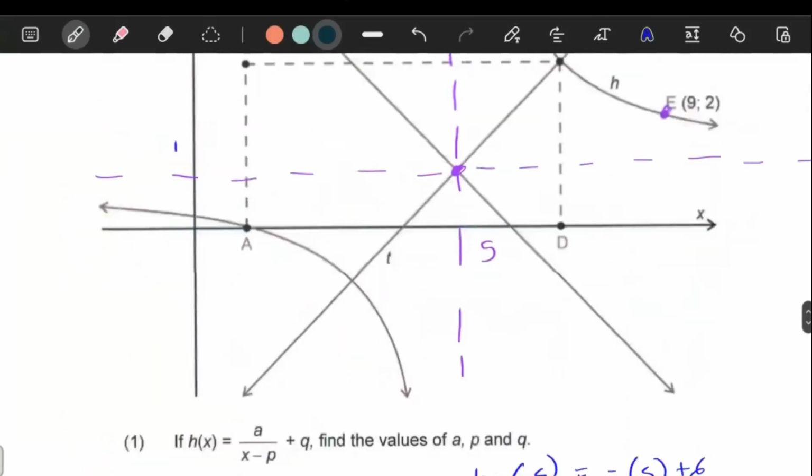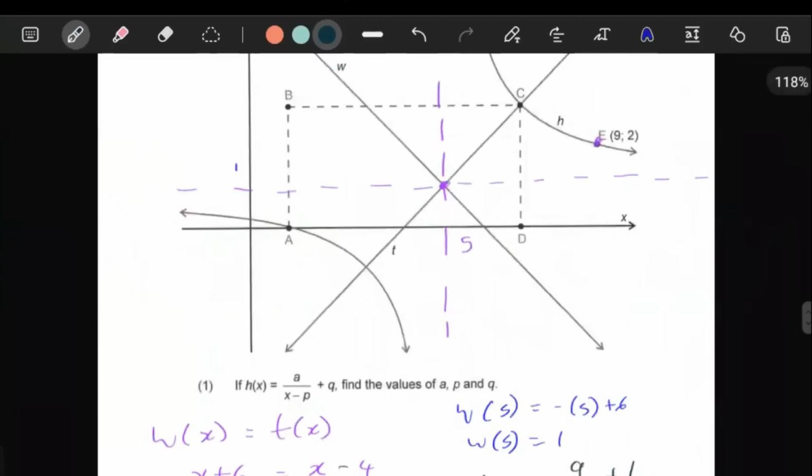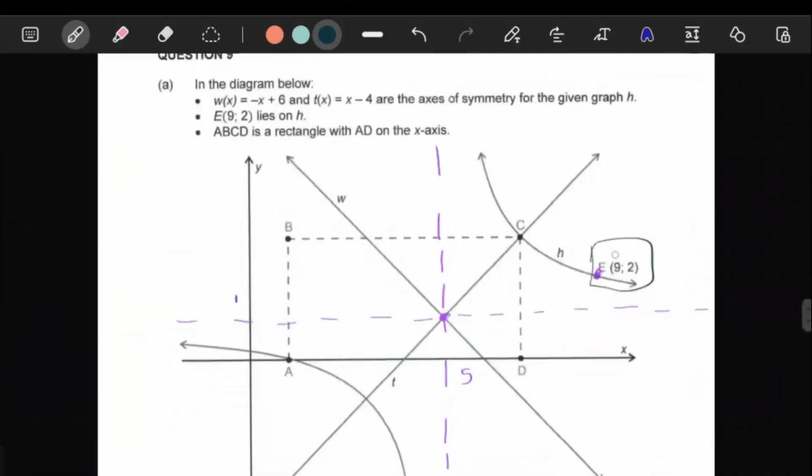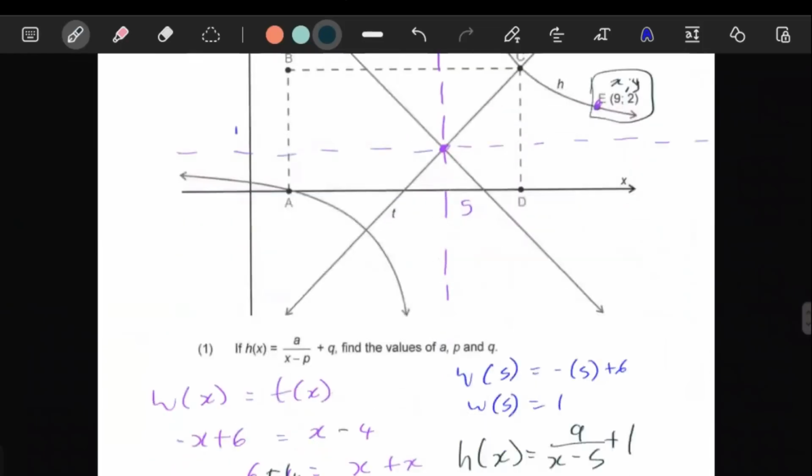To get A, we need a coordinate that the graph passes through. That's usually option number 1. Fortunately, we have it here, E. You see, so we didn't have to look far. So we can throw this in as the x value, and this as the y value.